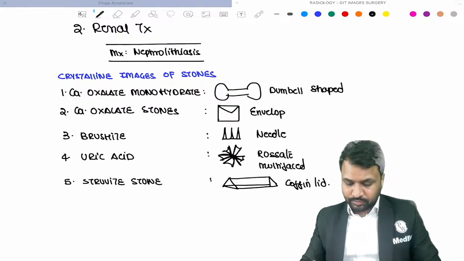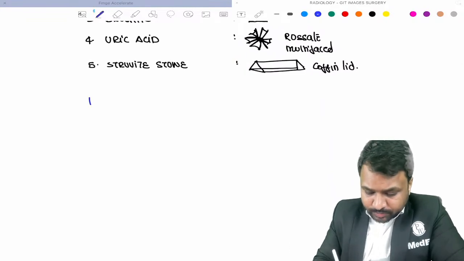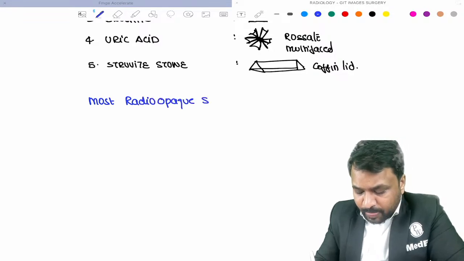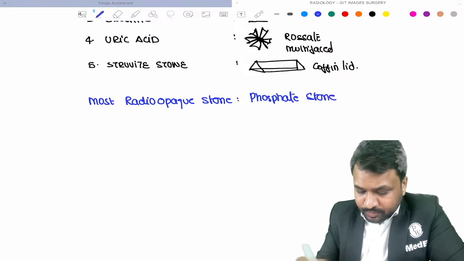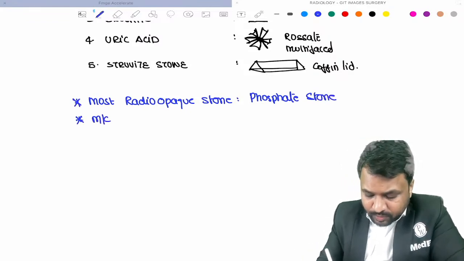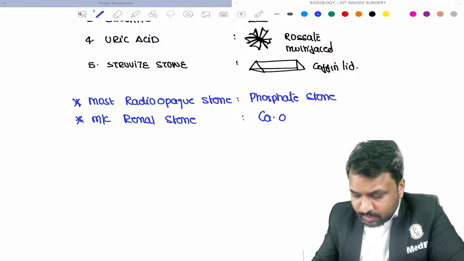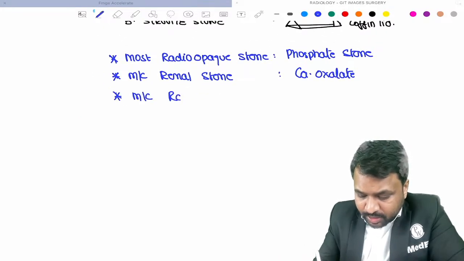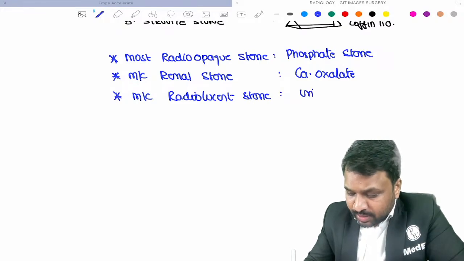Now, in terms of presentation, right? If they ask you what is the most radio opaque stone overall, the overall most radio opaque stone is going to be phosphate stone, which is nothing but your struvite stone. Most common renal stone overall is the calcium oxalate stone. The most common radiolucent stone is your uric acid stone.